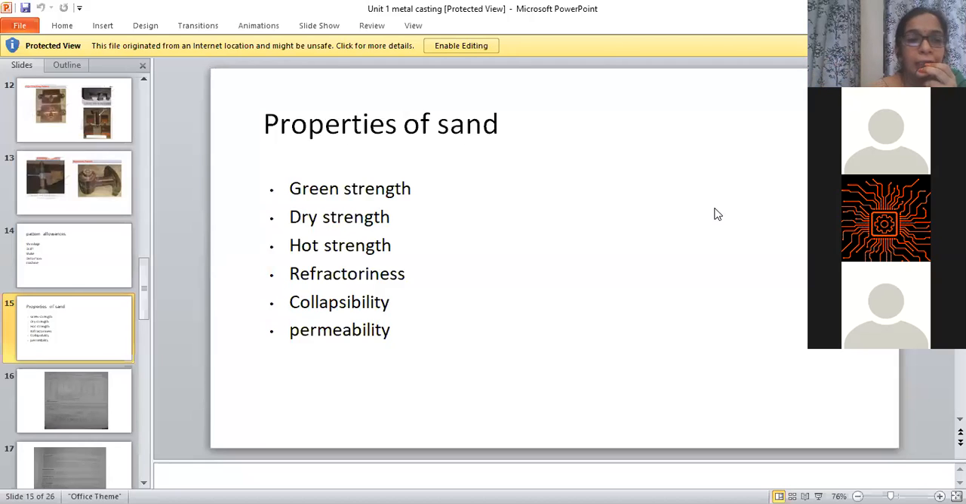These 6 properties, please write in detail. Please refer to my notes. Write in detail what is collapsibility, refractoriness, hot strength, dry strength, green strength. If you have any graphs, that will add marks for you, for example green strength versus hardness. As we all know, there are different properties like hardness, surface finish, toughness; you can correlate all these with the properties. Okay, the next slide.